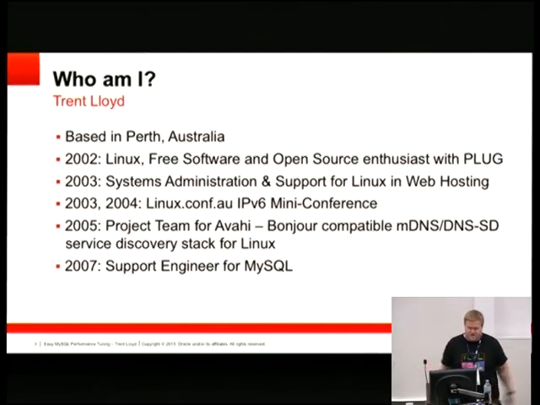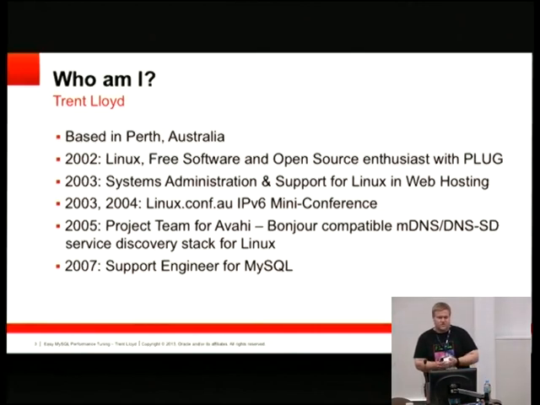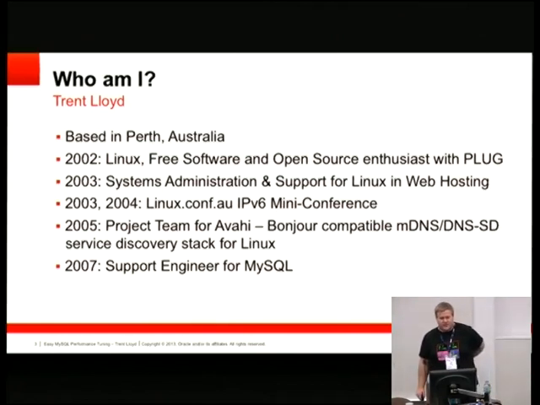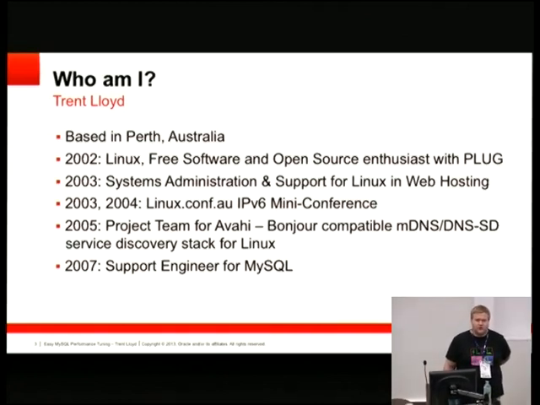So my name is Trent. As you know, I'm based right here in Perth in Australia, so it's great to have LCA back in my hometown. And I first got involved with open source and Linux and that sort of thing about 2002. So I joined the local Perth Linux users group and started using Linux and got very excited and started doing all sorts of things. And that led me about 2003 to get involved with some systems administration and support with a local non-profit ISP called Burst Networking.